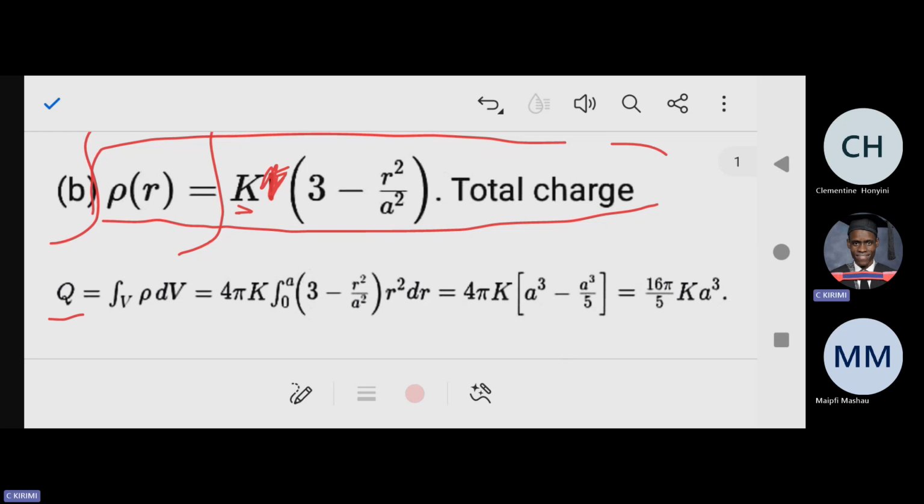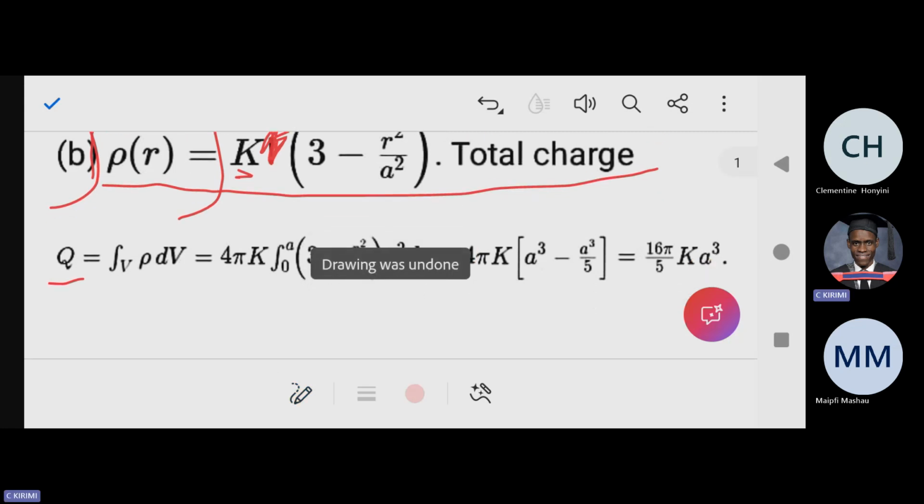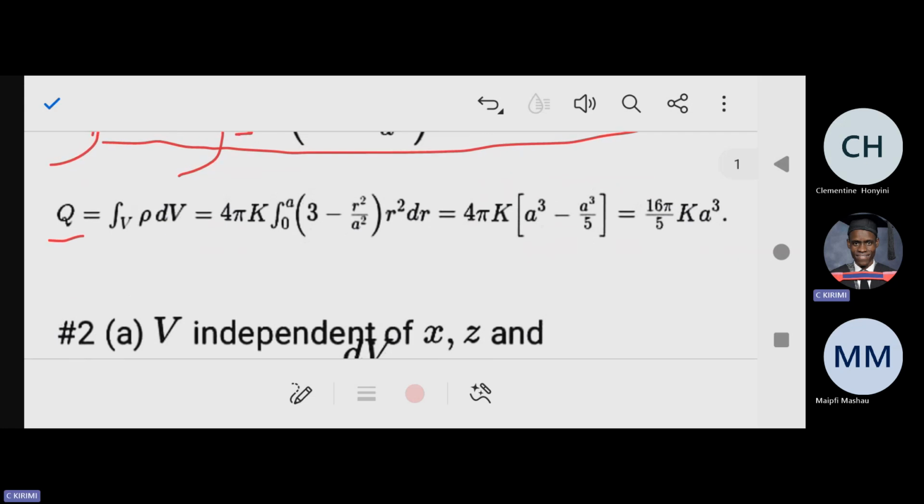And then why are we integrating from 0 to A? It's a sphere. A sphere starts from a radius of 0 up to A. That's why we're integrating with respect to r from 0 up to A, the radius of a sphere. Then the dimensions are changing: dV.